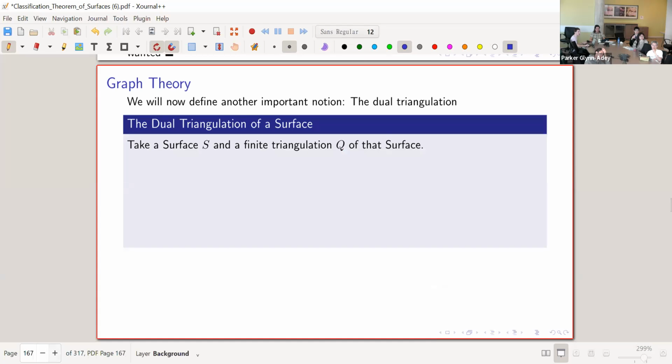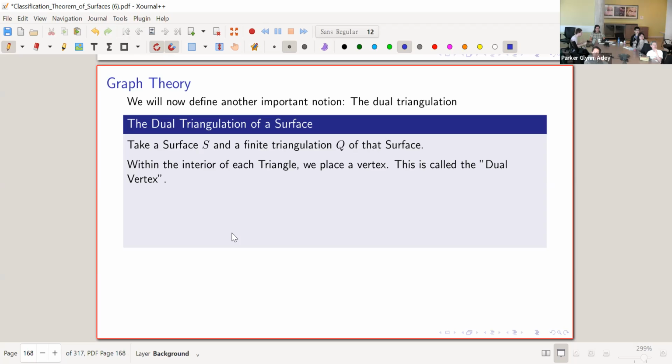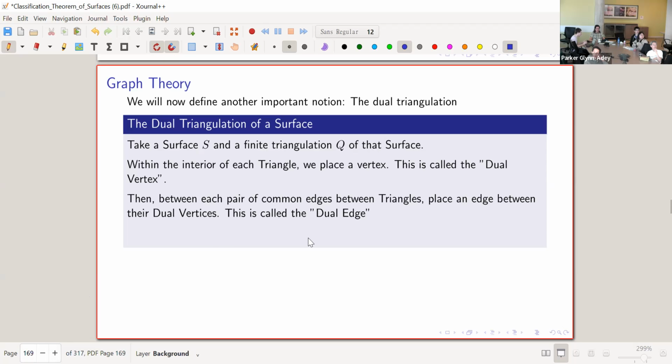So now we're going to define another important notion we're going to be using, the dual triangulation. We're going to take a surface S and a finite triangulation Q of that surface. Within the interior of each triangle, we're going to place a vertex. This will be called the dual vertex. Then between each pair of triangles sharing a common edge, we're going to place an edge between their two vertices, and this will be called the dual edge. And then the collection of all dual edges and vertices will form the dual triangulation of S.